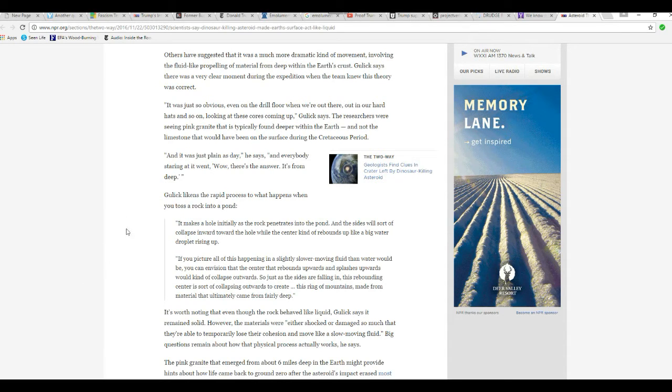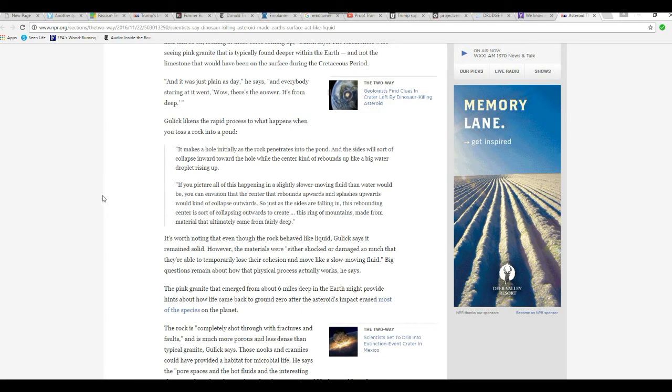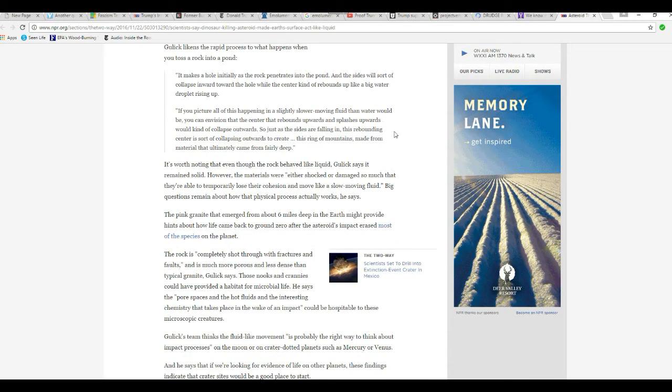Gulick likens the rapid process to what happens when you toss a rock into a pond. It makes a hole initially as the rock penetrates into the pond, and the sides will sort of collapse inward towards the hole while the center rebounds up like a big water droplet rising up. If you picture all this happening in a slightly slower moving fluid than water would be, you can envision that the center of that rebounds and splashes upward would kind of collapse outwards.